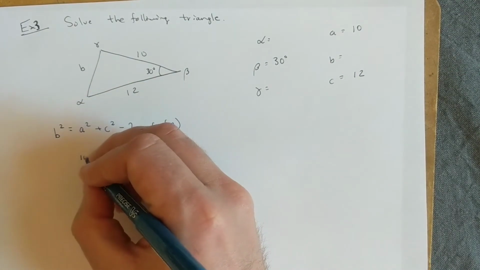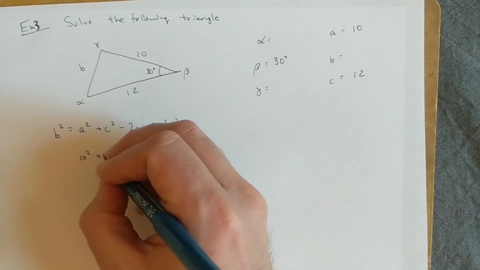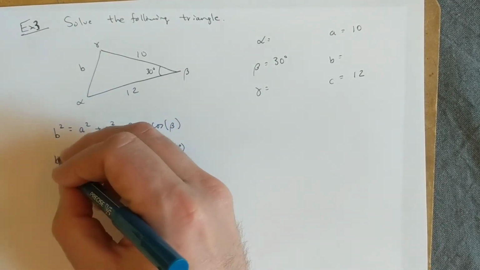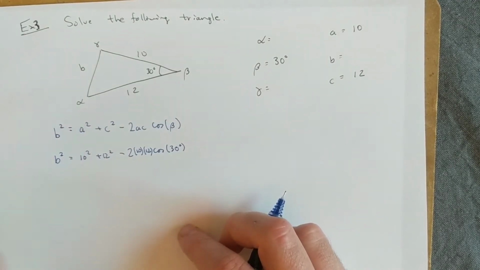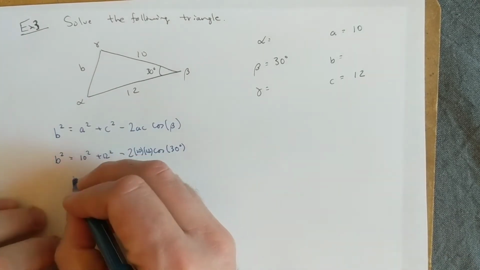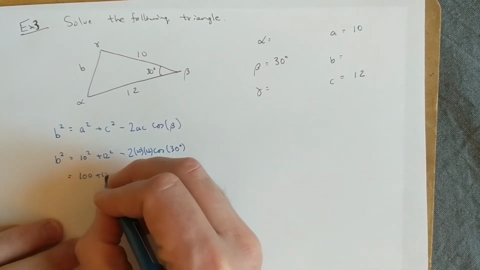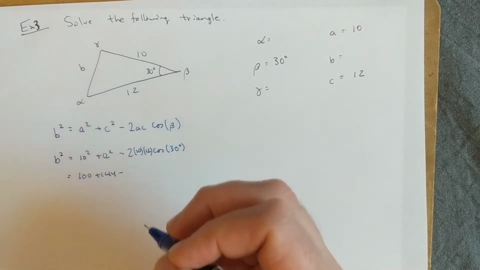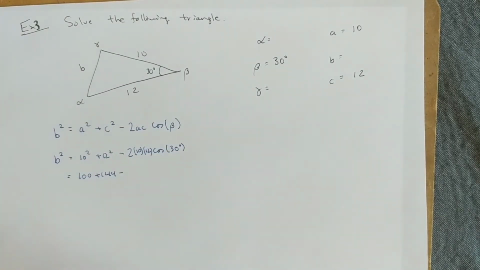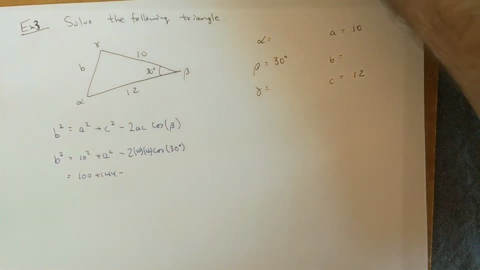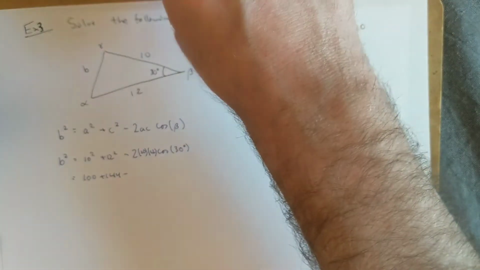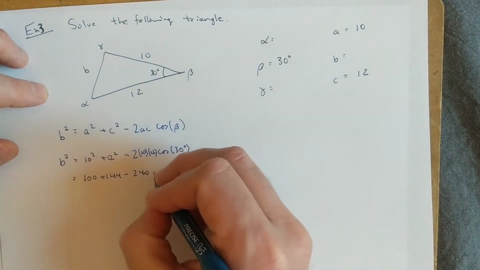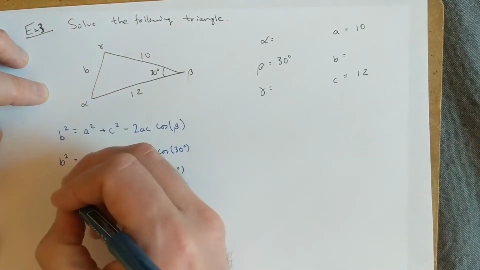so 10 squared plus 12 squared minus 2AC cosine beta is equal to B squared. So in this case, we know everything on the right-hand side, so we'll get a number here, and we'll just take the square root to find B. Okay, so this is 100, 144. 2 times 10 times 12 is 240, of course. And so this is B squared.